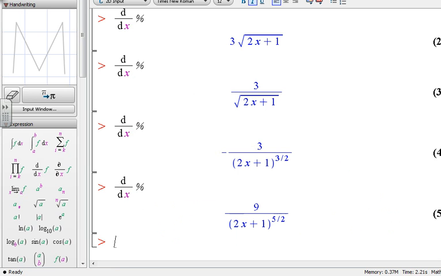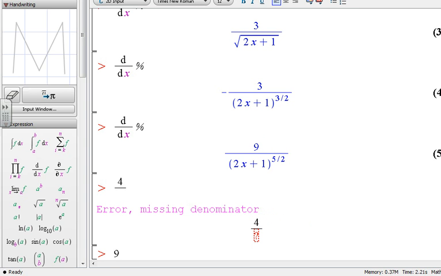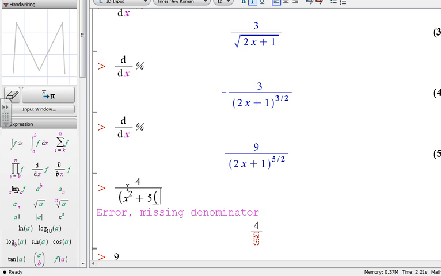But other than that, all right, so back to Maple. And I've got 4 divided by parentheses x squared plus 5, parentheses raised to the second.